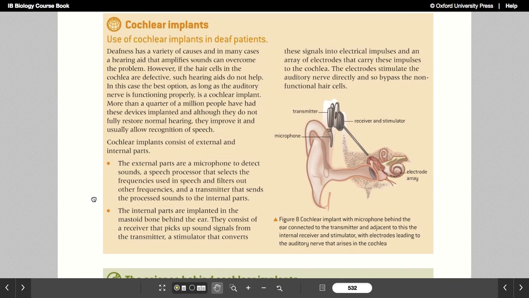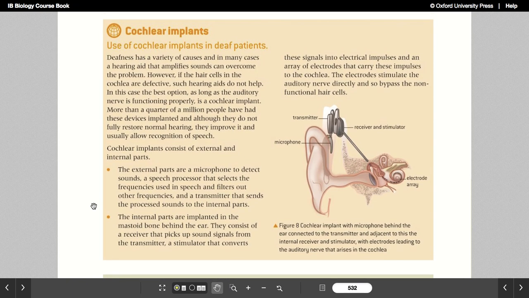You can get a cochlear implant. I honestly do not remember a lot about this, but I did recently watch A Silent Place, and the girl had a cochlear implant. If the hair cells in your cochlea don't work, hearing aids don't help because hearing aids just increase the sound. They basically do the job of the middle ear to try to amplify the sound. But if it's not an amplification issue, it's more of a detection issue, then you would want a cochlear implant.